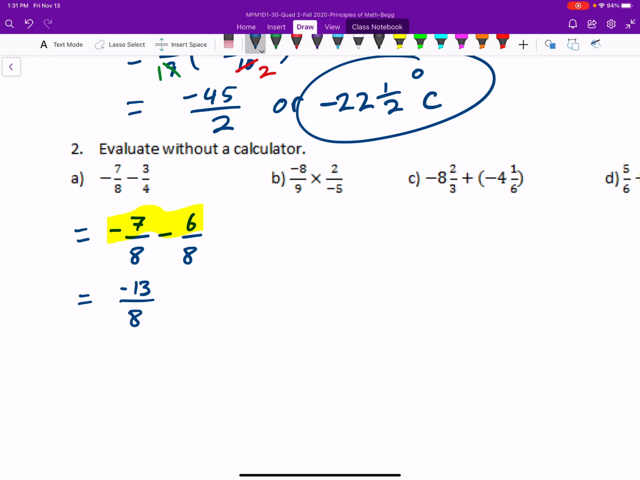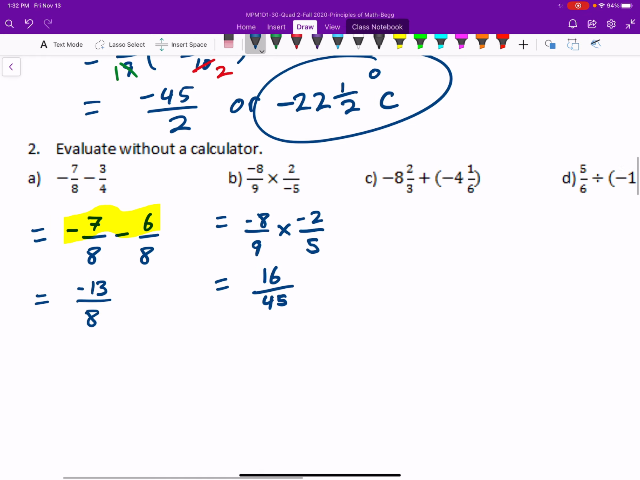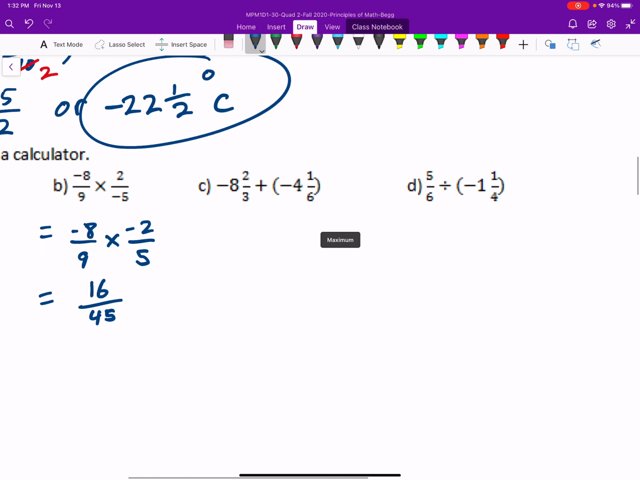In part B, it's multiplying. We absolutely do not need a common denominator. In fact, I would strongly urge against getting a common denominator. I would rewrite it with the negative sign on top, though, just to keep things consistent. I'd look for anything I can reduce, but I don't see anything. Then top times top: negative times negative is positive. 8 times 2 is 16. Bottom times bottom, 9 times 5 is, pardon me, 45. Since I've already checked to see if there's anything I can reduce, and there wasn't, I know that's my answer.